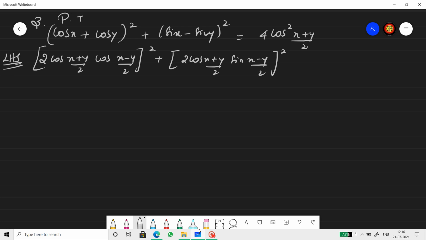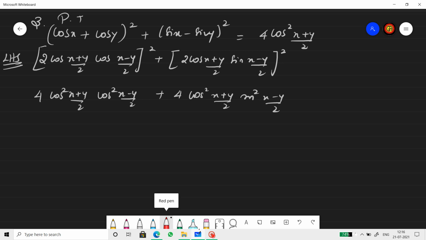Only thing that you have to be sure about is the formula. Everything comes out easily after that. So now find out what all can be taken out, but mind you, there is a square. If you want, you can square it and then take things common out. So this will become 4 cos square (x plus y) by 2 cos square (x minus y) by 2 plus 4 cos square (x plus y) by 2 into sin square (x minus y) by 2.